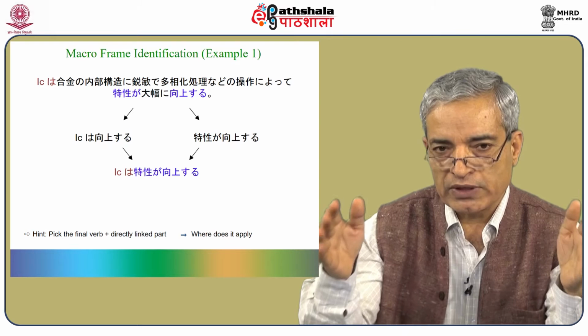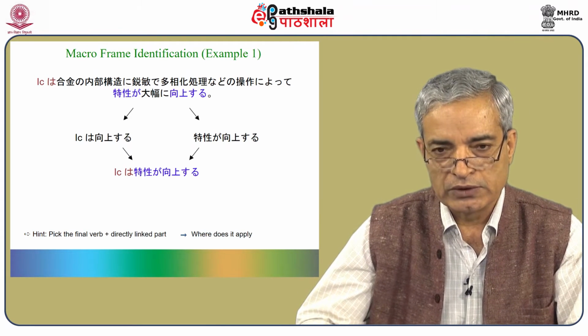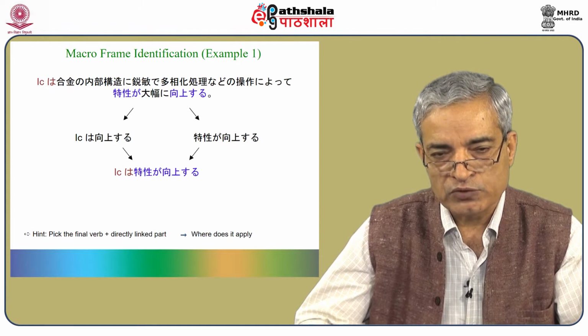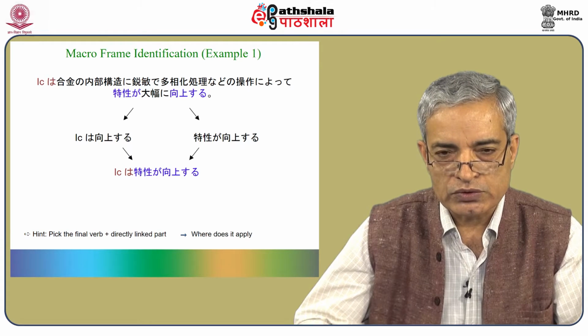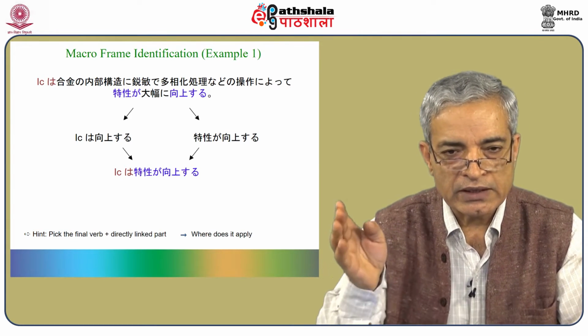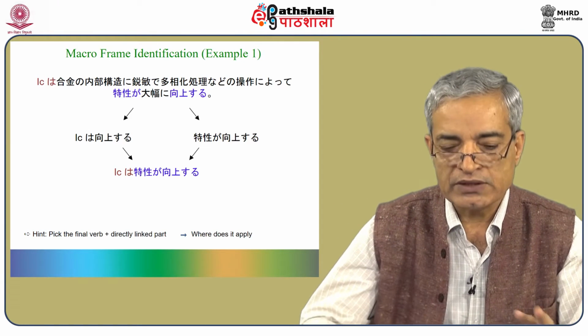Fine. So let's put it separately. There are two: aisiwa kojo suru and toksega kojo suru. Aisiwa kojo suru: IC improves. Okay, no problem. Toksega kojo suru: characteristics improve. So isn't it characteristics of IC, or characteristics in IC, improve? Yes or no?